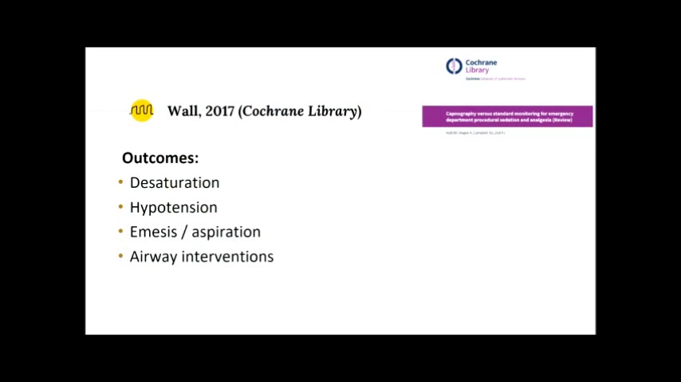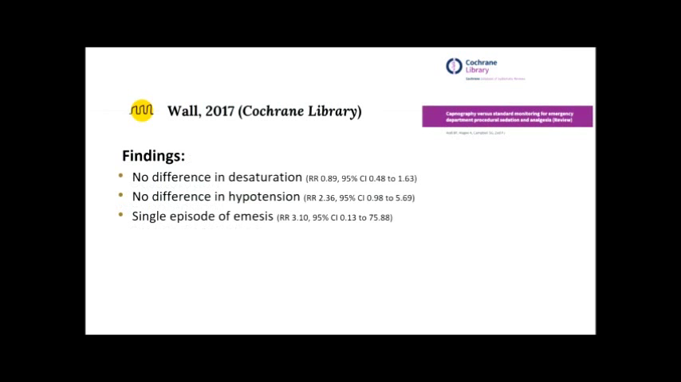So what did they find? The Wall group found that there was no difference in desaturation. There was no difference in hypotension. And there was a single episode of emesis in the control group, the blinded capnography group. So no meaningful differences in things that we would be looking for as physicians. But what they did find was an increased rate of airway interventions in adults.